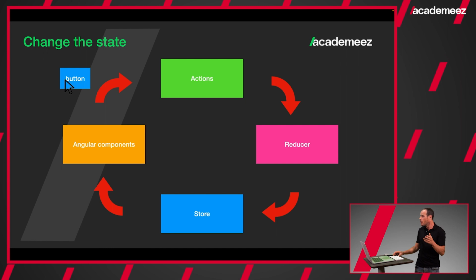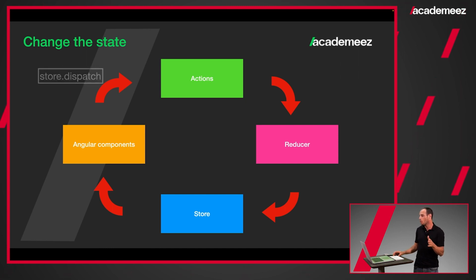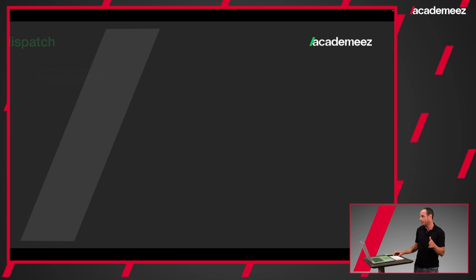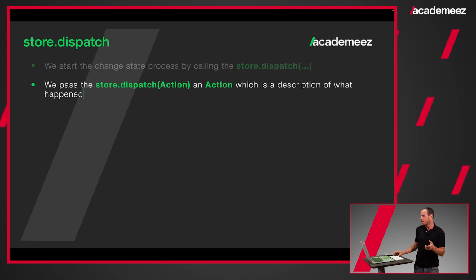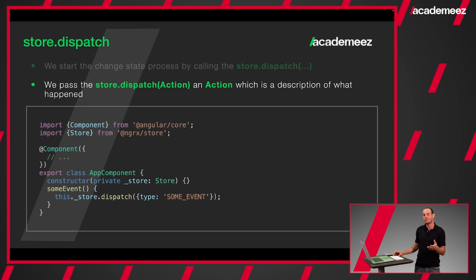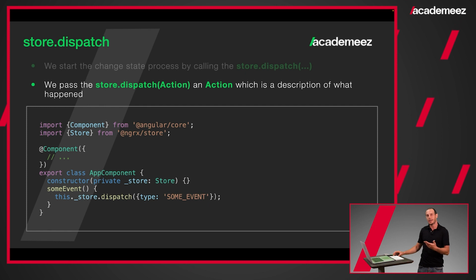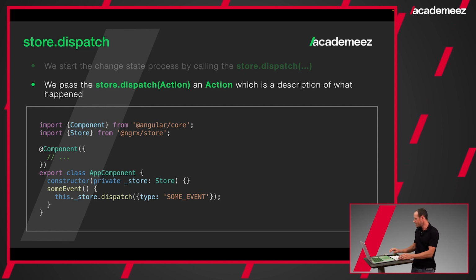And so in this case, we're going to do a button click that will call the store dispatch when the user clicks a button. So let's call the store dispatch. The store dispatch is starting a change process. So we pass an action to the store dispatch, and an action is a description of what happened. So let's try to add a button click and then call the store dispatch.